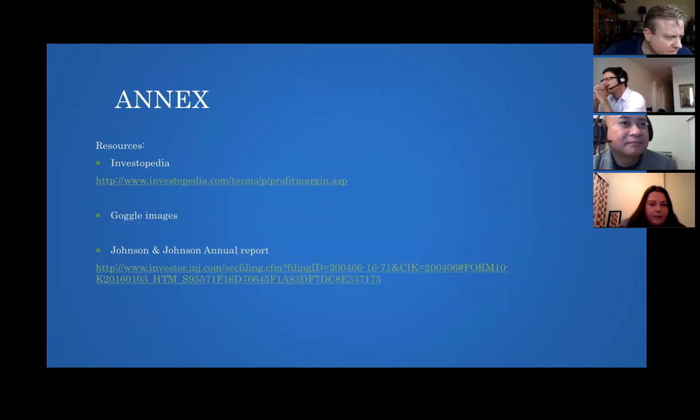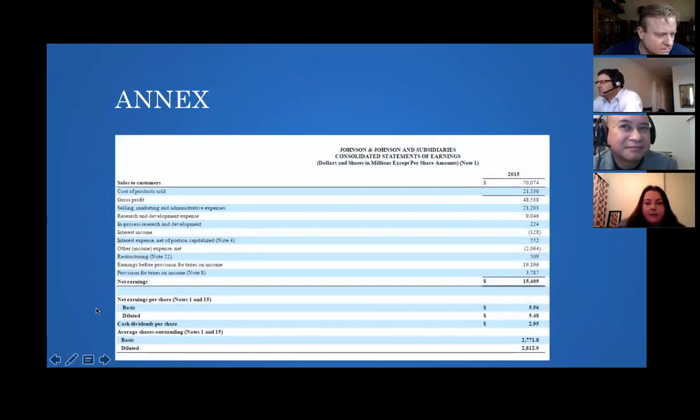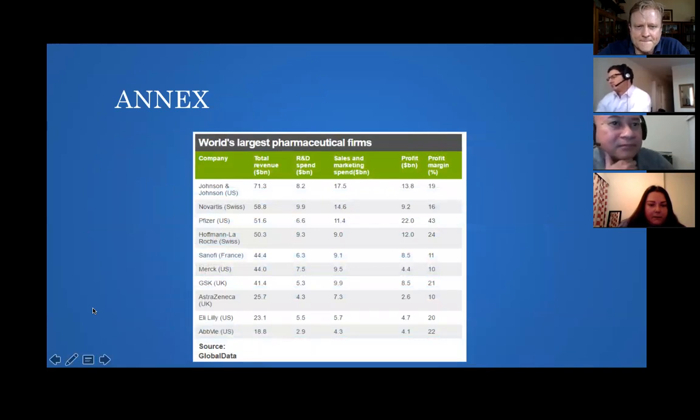here you can see all the resources that I used for the presentation, and in the next one, basically their statement that came from the annual report. And the next one is just a snapshot of the different pharmaceutical companies and what their profit margin is. So just a comparison for you to know. And that would be the end of the presentation.